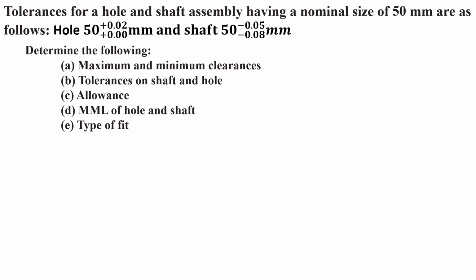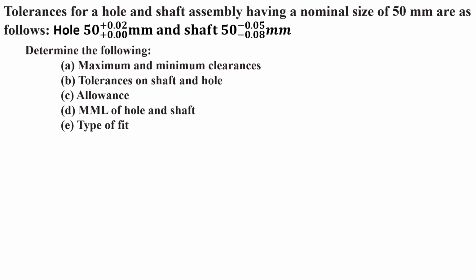So next we have to discuss one more problem. So let's see the problem. Tolerances for a hole and shaft assembly having a nominal size of 50 mm are as follows. Hole 50 plus 0.02, plus 0.00 mm, and shaft 50 minus 0.05, minus 0.08 mm.